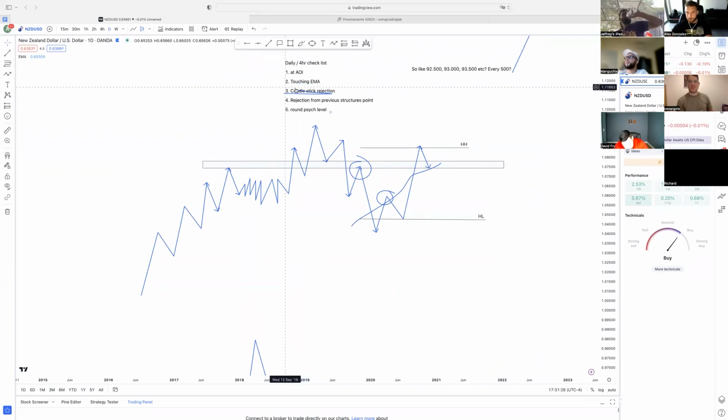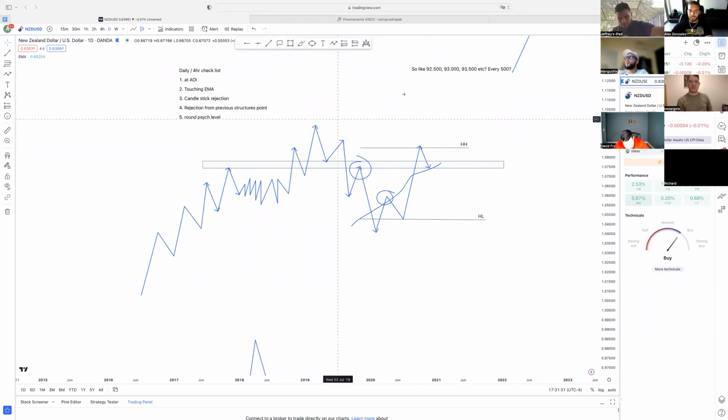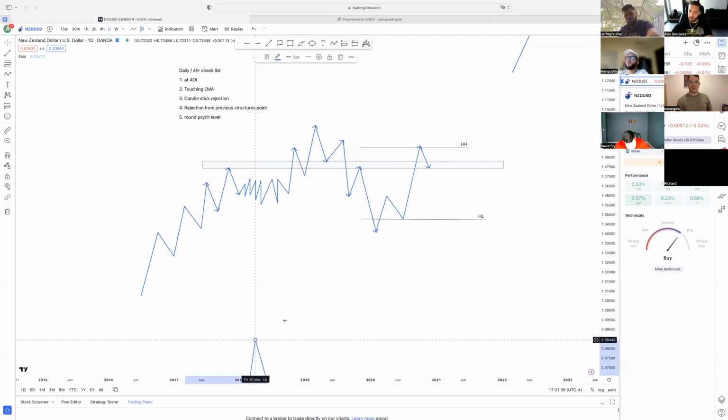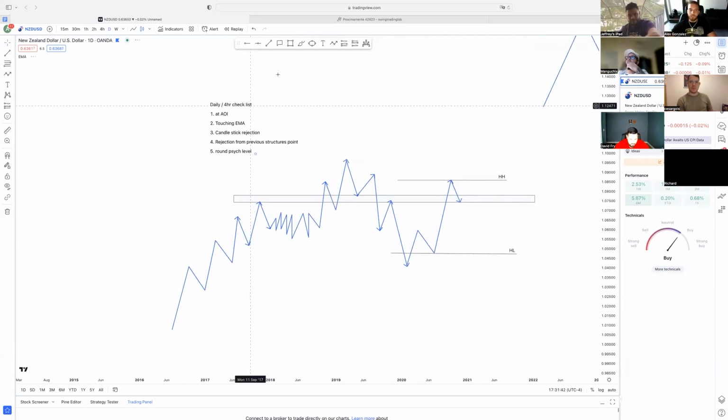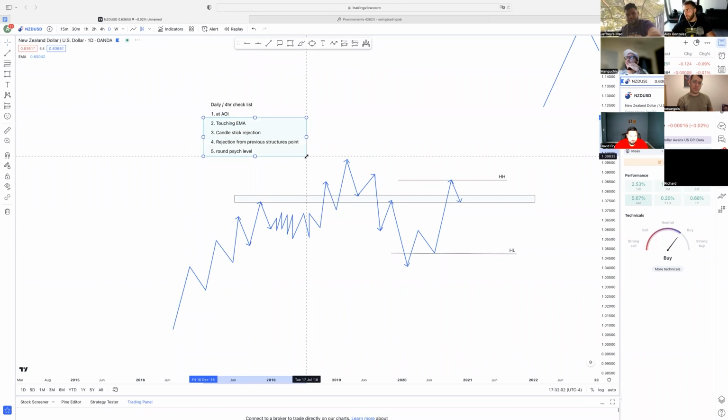All right. So what I want you guys to understand is that after the area of interest comes a series of confluences that I didn't make up, that the market gives you as well. So after we understand that we are at our area of interest, I then have a series of checklists that I look for confluences to add to my trade. I look to add to my trade whether we are touching the EMA, whether we have a candlestick rejection from previous structure point, around psychological level.